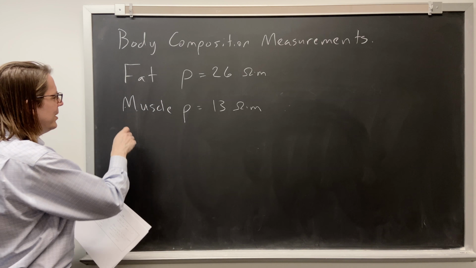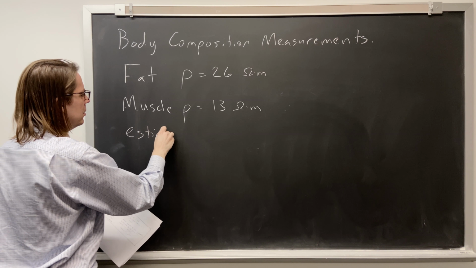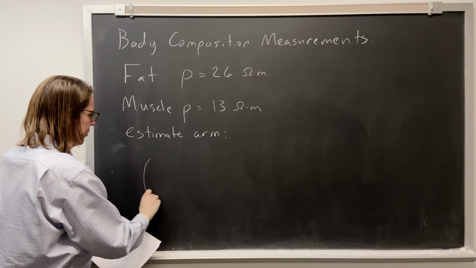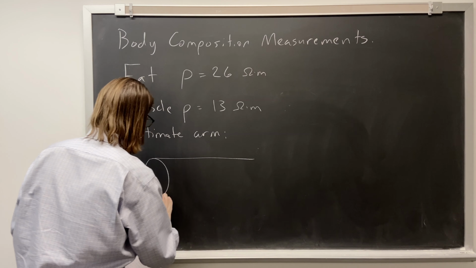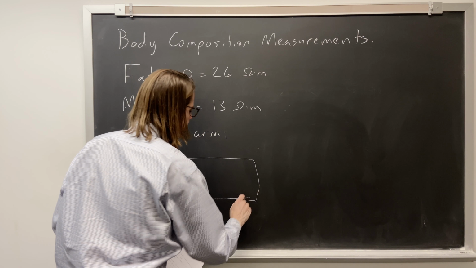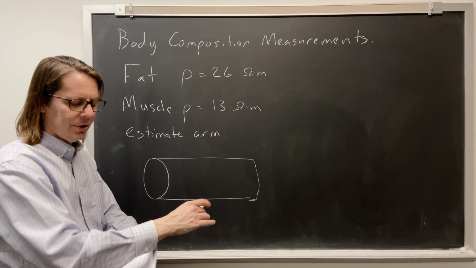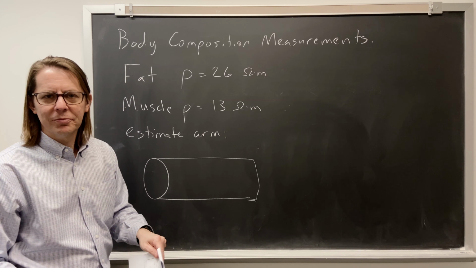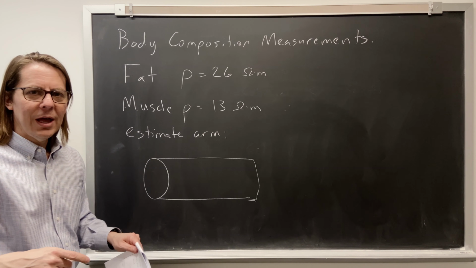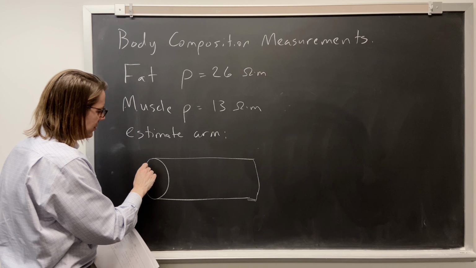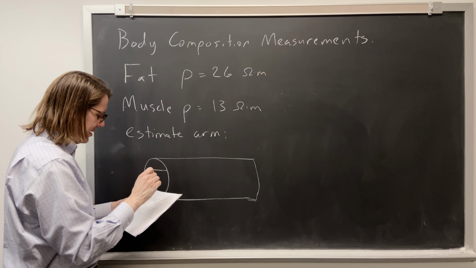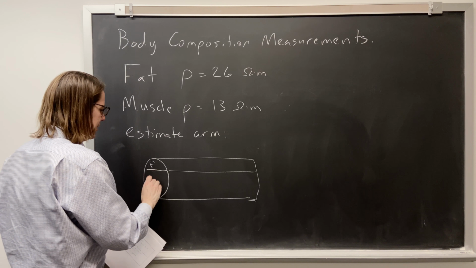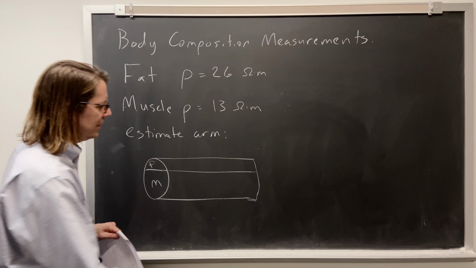So let's estimate an arm to look like a cylinder like this. In reality, of course, there's a lot of structure. There's the bone in the middle, and then the muscles around the bone, and then the fat, and then the skin. We're ignoring bones and skin. We're just doing things based on fat and muscle. And to make our calculations easier, we're going to divide it like that and say part of it, the top, is fat, and the bottom is muscle.